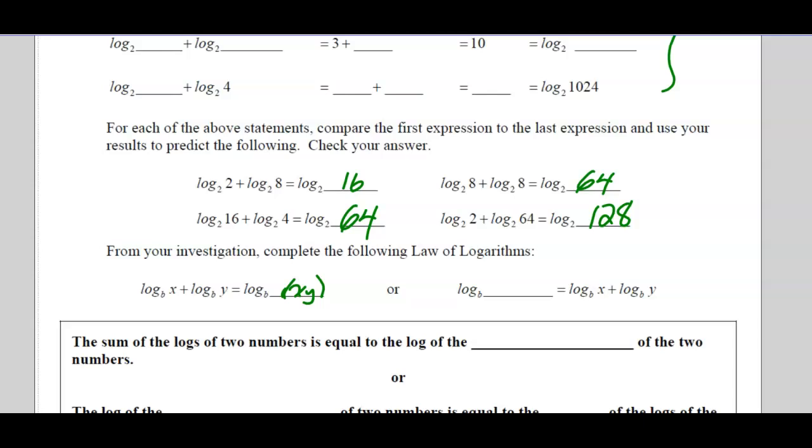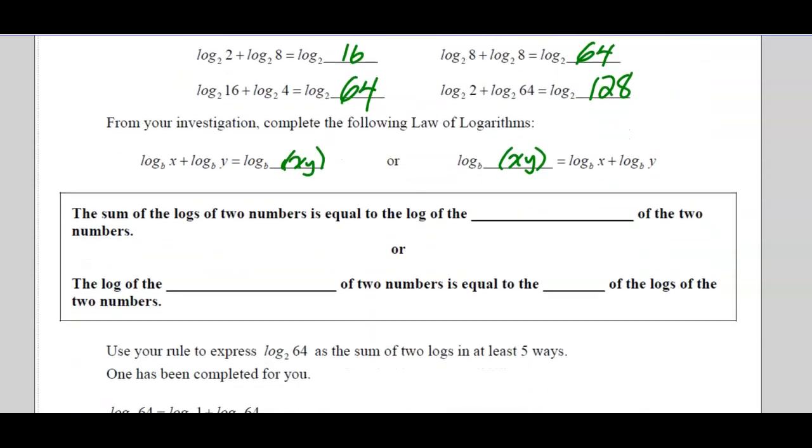Going the opposite direction, if we've got the log of some expression that's a product, we can split it up into the sum of 2 logs. So in words, the sum of the logs of 2 numbers is equal to the log of the product of the 2 numbers. Vice versa, the log of the product of 2 numbers is equal to the sum of the logs of the 2 numbers.